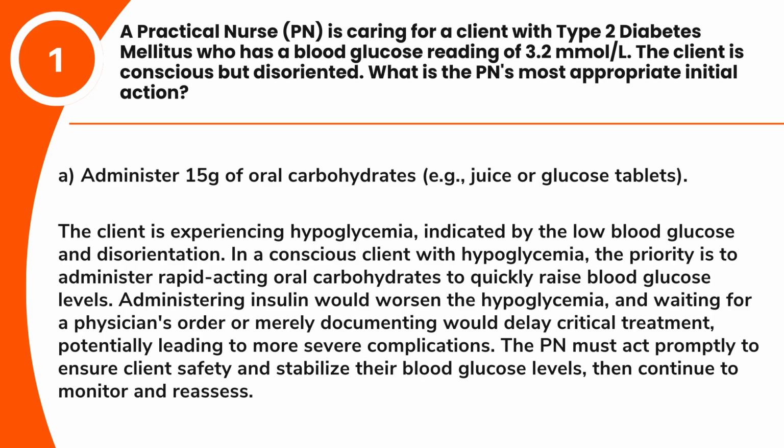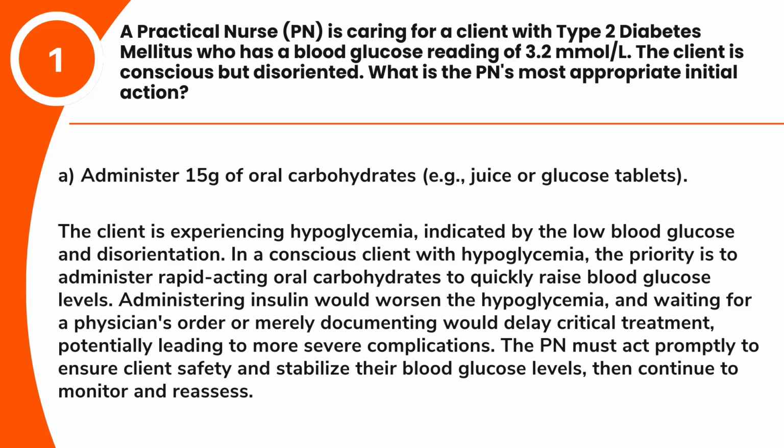Answer: A. Administer 15 g of oral carbohydrates, e.g., juice or glucose tablets. The client is experiencing hypoglycemia, indicated by the low blood glucose and disorientation. In a conscious client with hypoglycemia, the priority is to administer rapid-acting oral carbohydrates to quickly raise blood glucose levels. Administering insulin would worsen the hypoglycemia, and waiting for a physician's order or merely documenting would delay critical treatment, potentially leading to more severe complications.